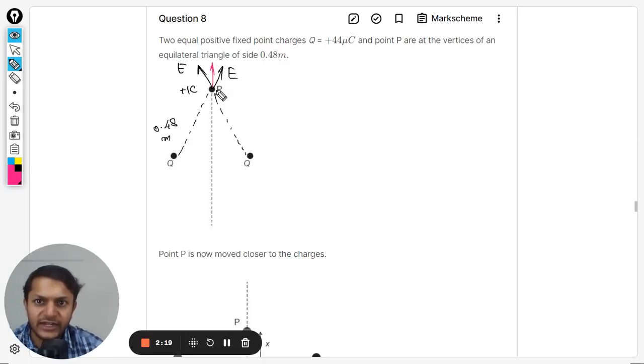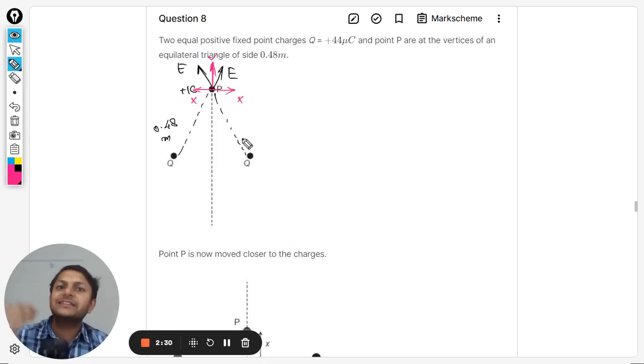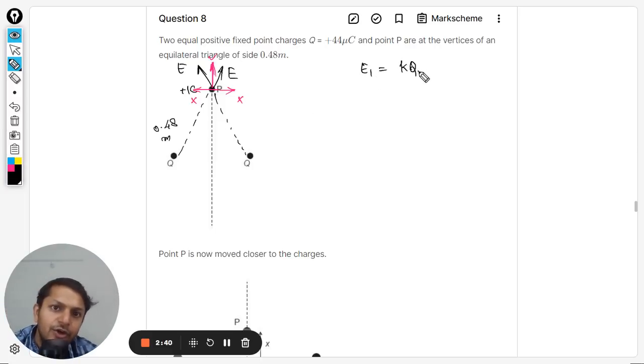So what we do, we first find this electric field intensity and this electric field intensity, both are vectors. We are going to create the components like this. This component is going to cancel this component. We are going to add the two vertical components to get the resultant electric field intensity at that point. So let us see how we are going to do this. So E1 can be taken as K Q1, which is basically 44 microcoulomb, divided by R square, where R is the distance.